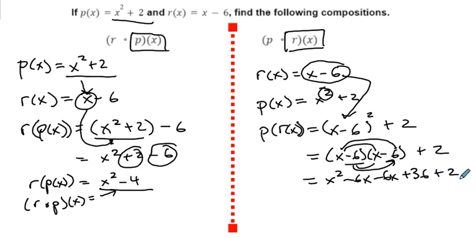And then plus 2. All right, so I'm just blowing this up, and then we're going to combine some like terms. So we're going to have x squared, and then we got minus 12x from these two. And then 36 and 2 make 38. And then you don't have to worry about factoring or anything. We have our composed function, and we're in good shape.